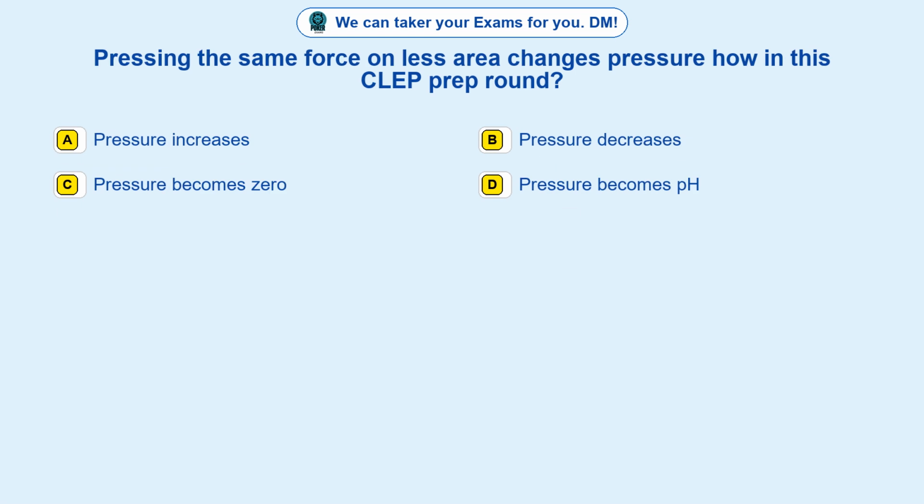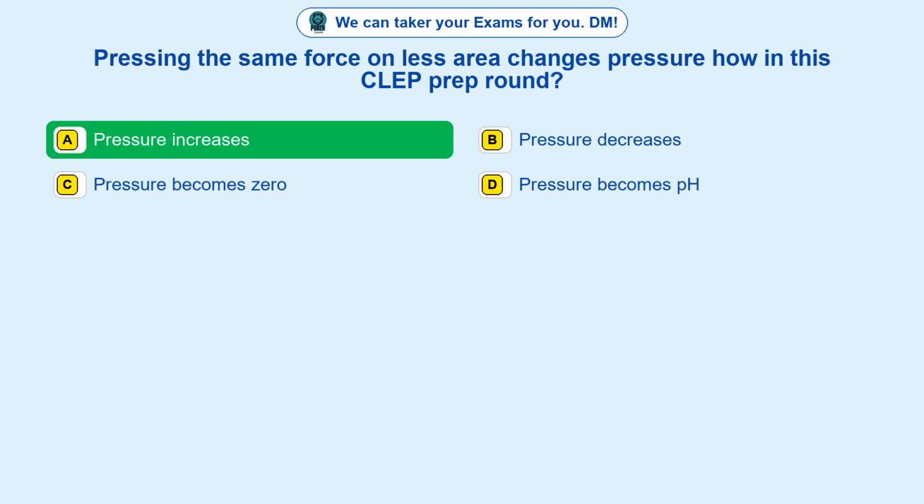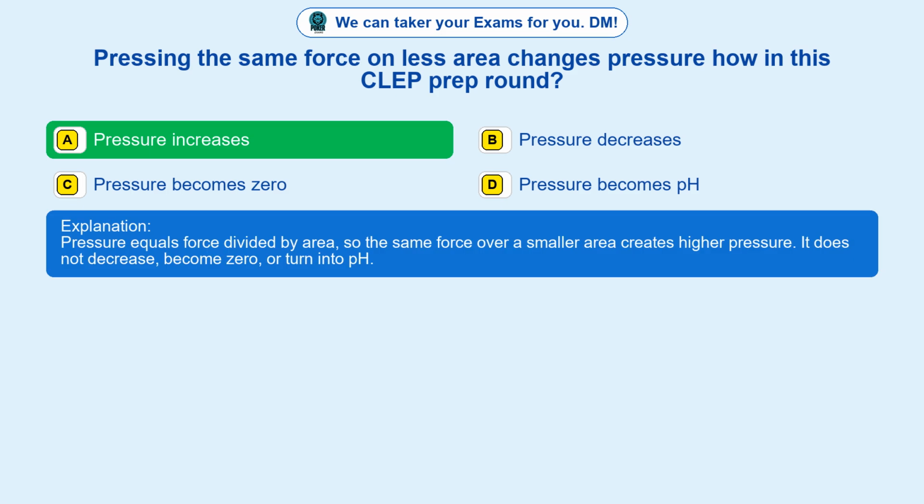Question 79. Pressing the same force on less area changes pressure how in the CLEP prep round? Option A, pressure increases. Option B, pressure decreases. Option C, pressure becomes zero. Option D, pressure becomes pH. The correct answer is option A. Pressure increases. Pressure equals force divided by area, so the same force over a smaller area creates higher pressure. It does not decrease, become zero, or turn into pH.